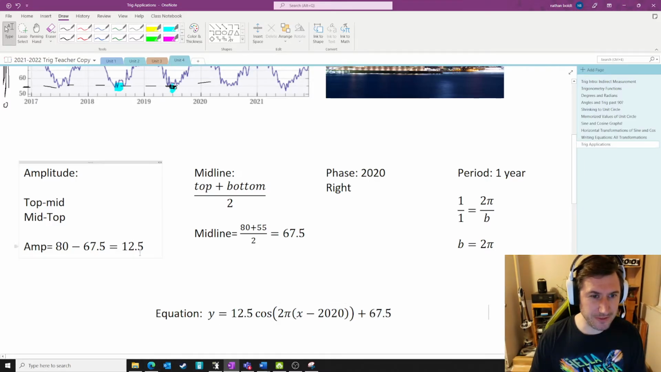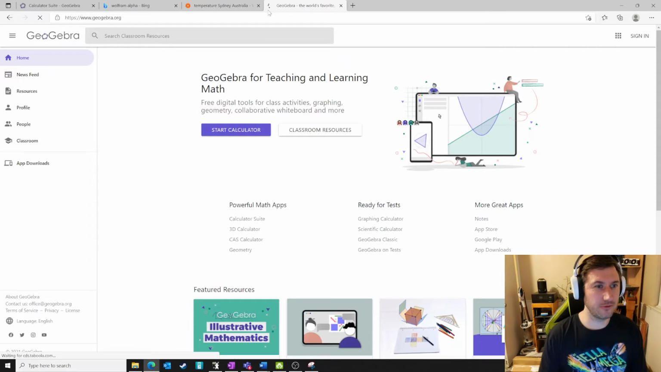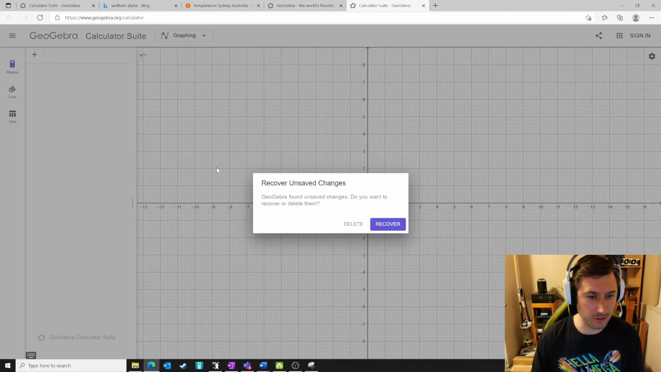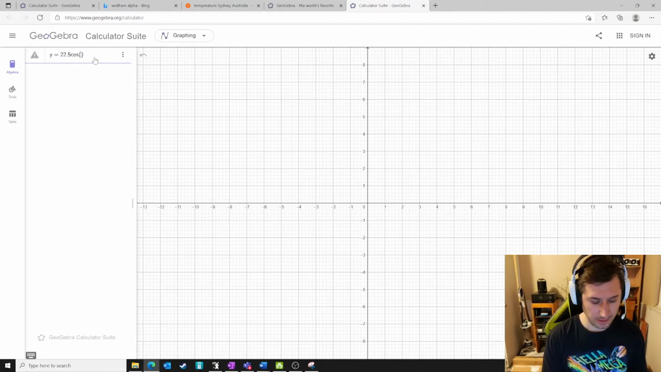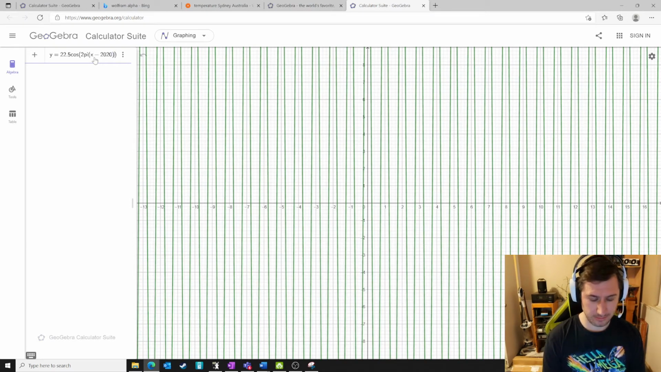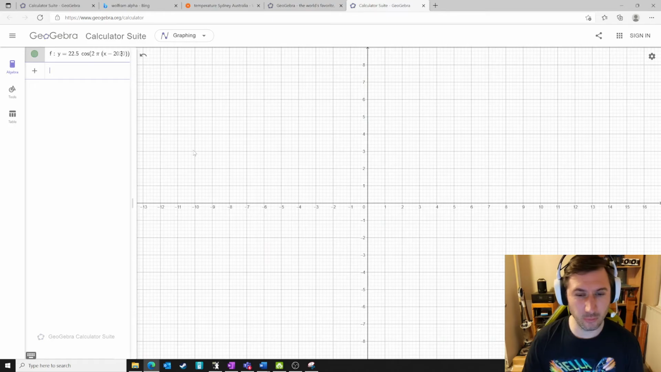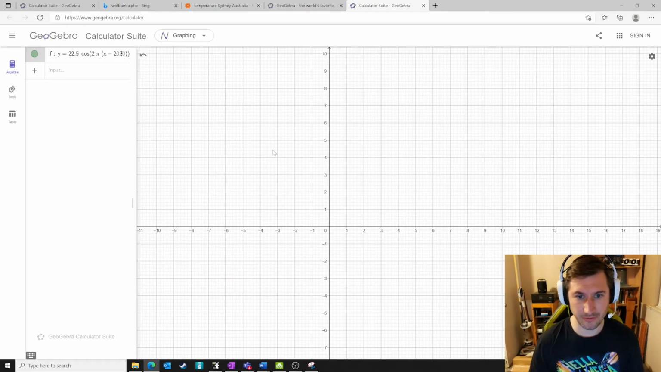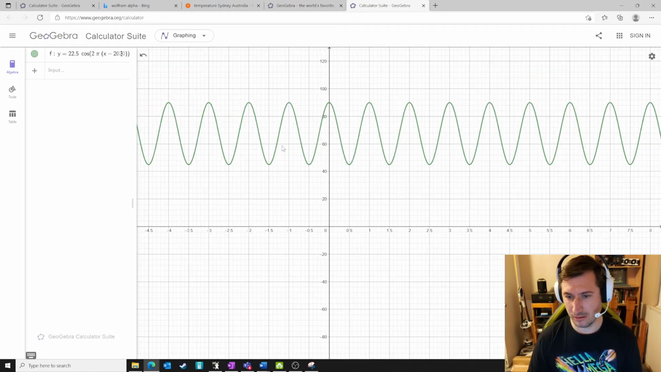Let's throw that into Geogebra to see how and if it matches up. I assume you could use Desmos here if you want as well, but I'm a Geogebra man myself. All right, so y is equal to 12.5 cosine of 2 pi. You can just write pi in Geogebra, and that will take on the value of pi. It's kind of nice. 2 pi, x minus 2020, plus 67.5. Now you might think, where'd the graph go? Well, the graph is way up at 67.5. I've got to zoom out. There it is. Let's stretch it a little bit here.